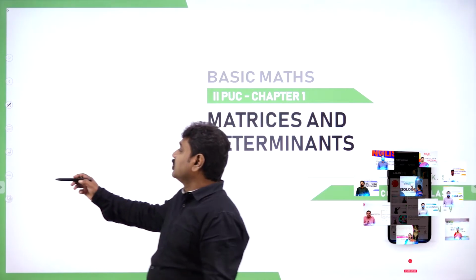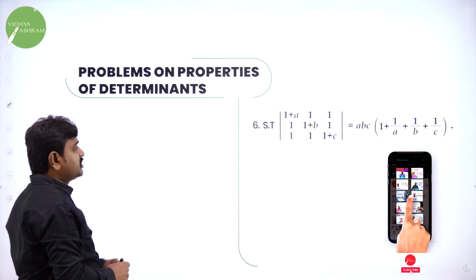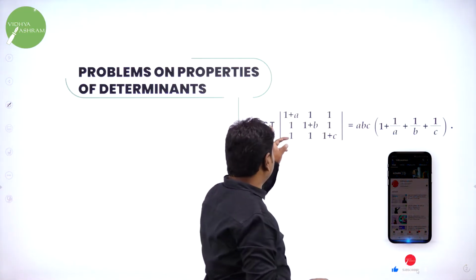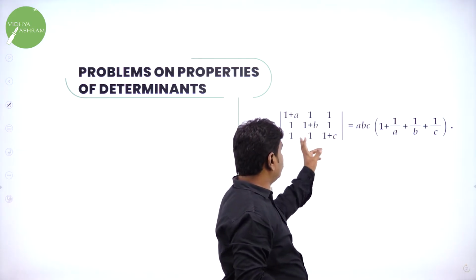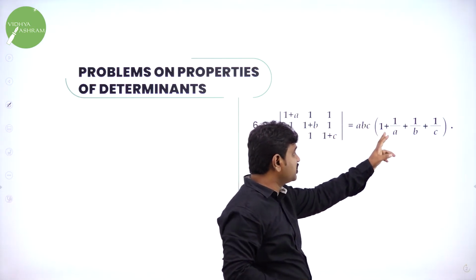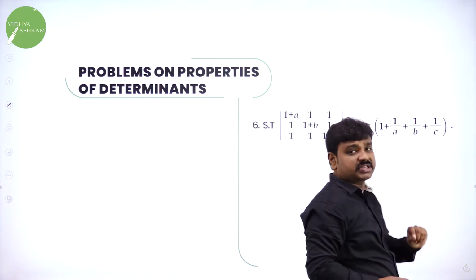So now, we'll start with a problem like this. They want you to prove that the determinant 1 plus A, 1, 1, 1, 1 plus B, 1, 1, 1, 1 plus C is equal to ABC into 1 plus 1 by A plus 1 by B plus 1 by C.